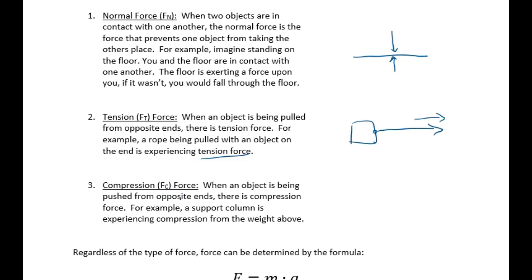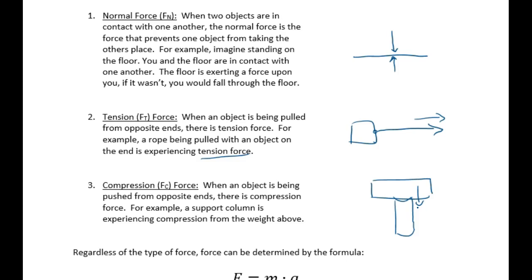Compression force, again denoted F with a C. When an object is being pushed from the opposite ends, there is a compression force. So for example, a support column is experiencing compression from the weight above. So we have a weight, we have a support column, and we are experiencing a compression force. So the weight above is compressing onto the column. So we call this a compression force.